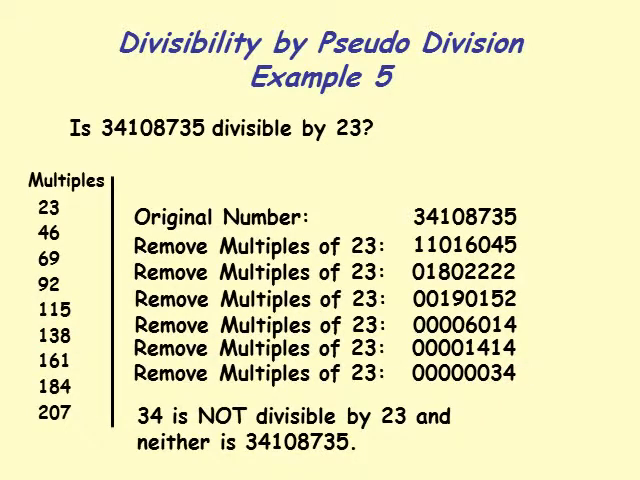Let's continue here. So 34 is not in this list here. 23 is, 46 is, 34 is not. So 34 is not divisible by 23, and neither is the original number 34108735. So this number is not divisible.